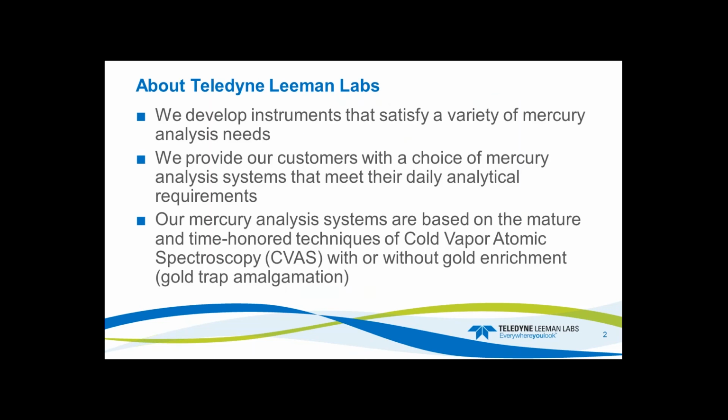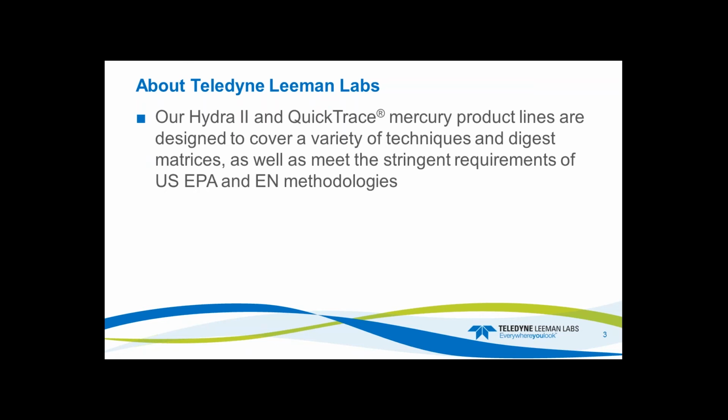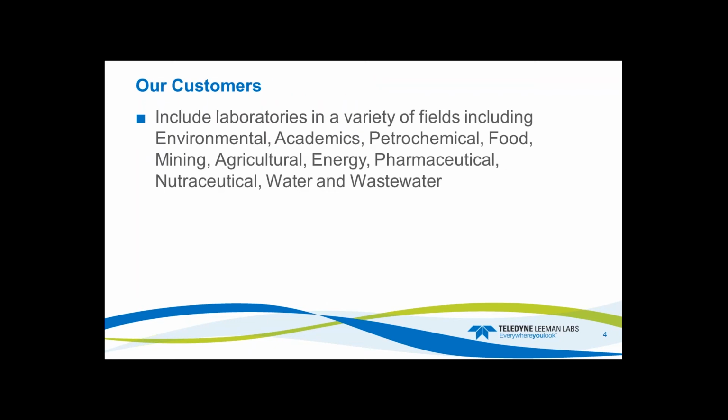So a little bit about Teledyne. We develop instruments for most of your analytical needs. We provide customers with a choice of Mercury systems, and our Mercury analysis systems are based on cold vapor atomic absorption spectroscopy, with or without gold enrichment. Our Hydra 2 Quick Trace Mercury product lines are designed to cover a variety of techniques. But typically you need to have digested samples, and if they're digested properly, they'll meet all the stringent requirements of EPA methods and European norm methodologies.